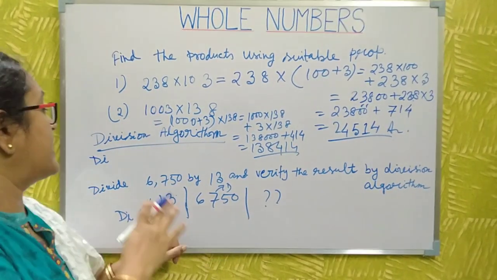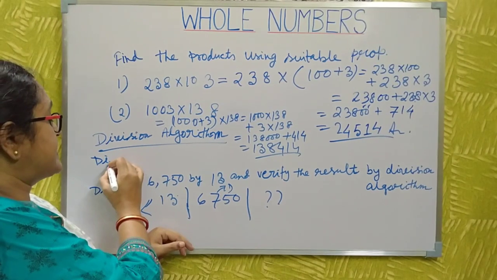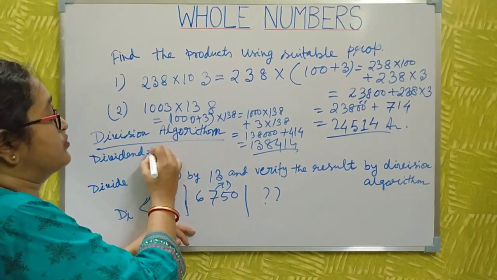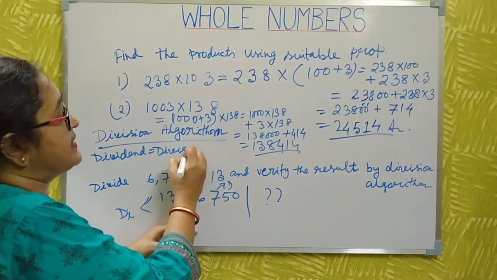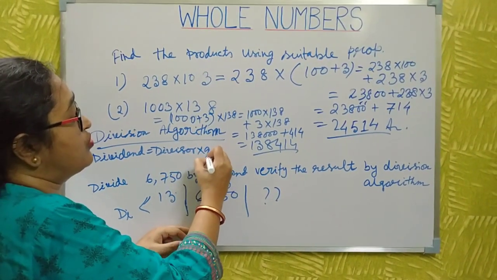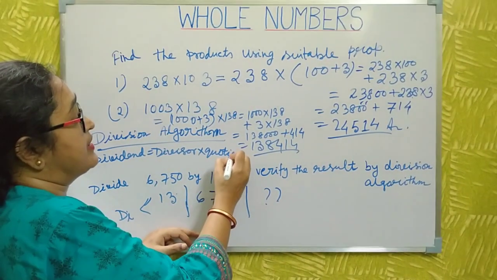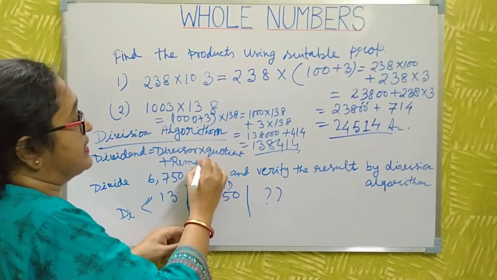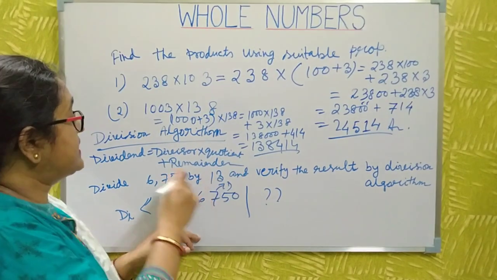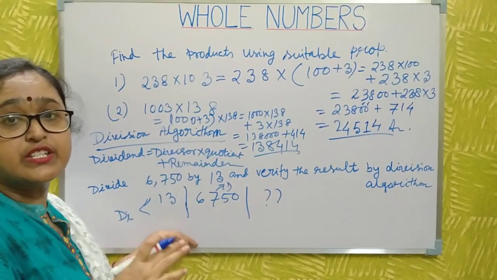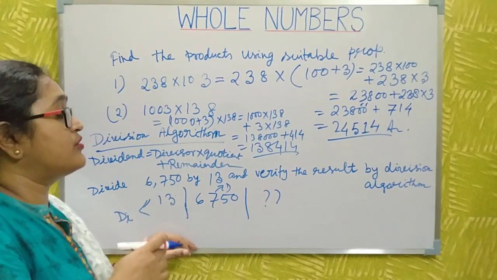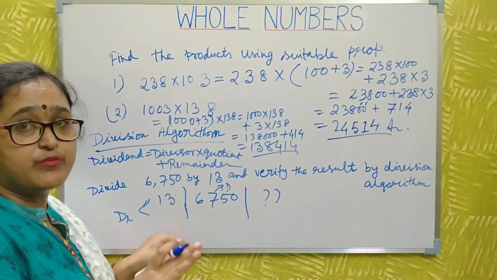Okay, now I write the division algorithm. Dividend is equal to divisor into quotient plus remainder. Okay, remainder. This is very important. This is called the division algorithm. What is this? Dividend is equal to divisor into quotient plus remainder.